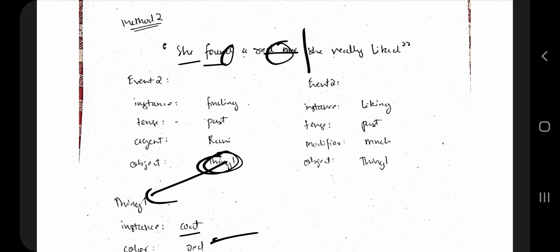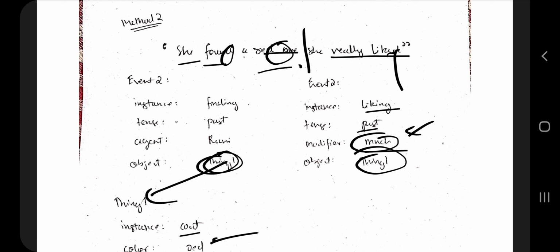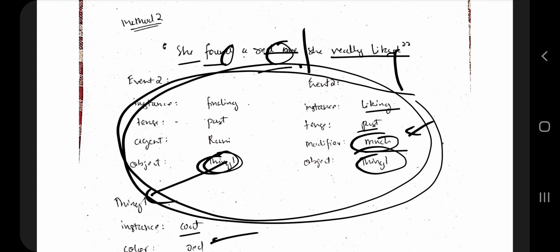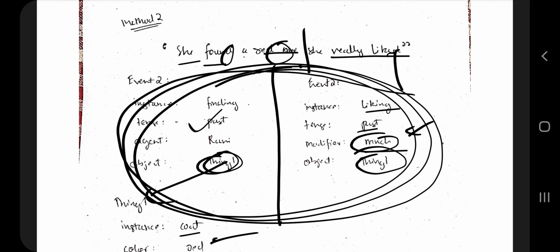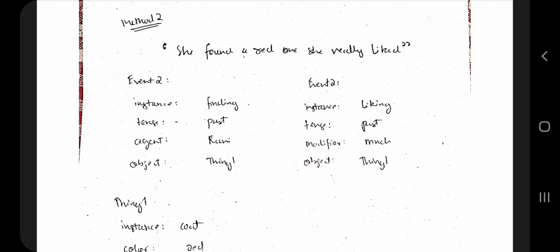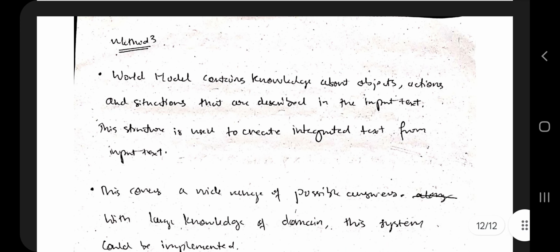And what is event two? She really liked. So liking is the event. It is past because it is liked here, and the modifier is much. I don't know why it is much here, but anyways, the thing is thing one only, because it's connected with the previous sentence. Like this, the data structures are defined for a sentence. It will divide into different parts and then analyze what is actually happening here. Okay, that's the second method.